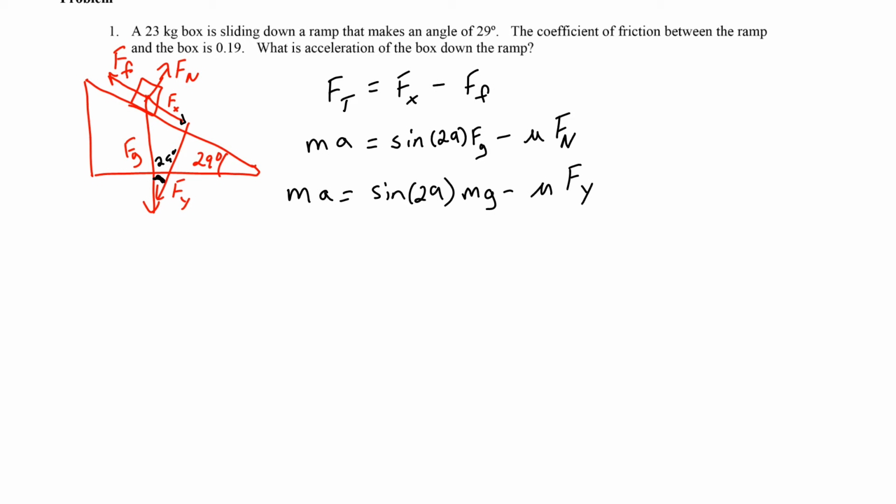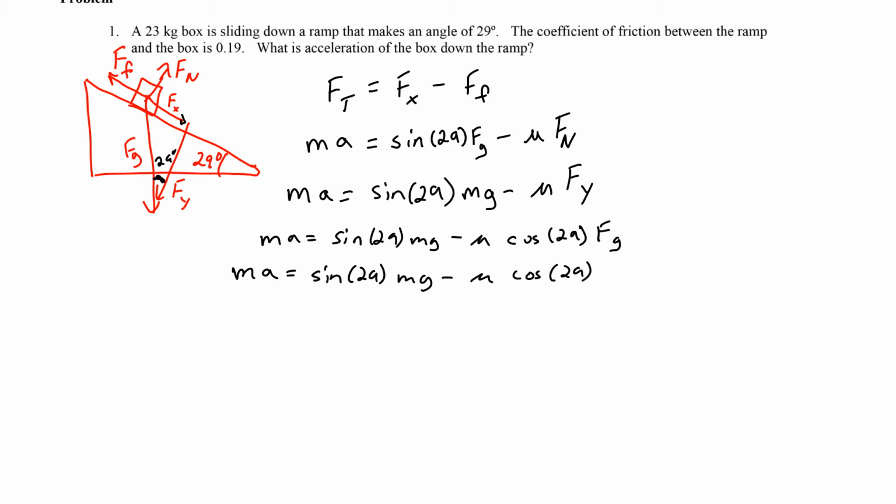I'm going to write one more time out here so you guys can kind of see how this works. MA equals sine 29. What does Fy equal? 29 times what? And we're going to do one more substitution before I put numbers in so you guys can just see how this works. So sine 29 mg minus mu.